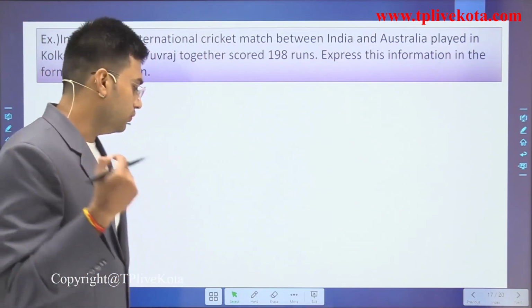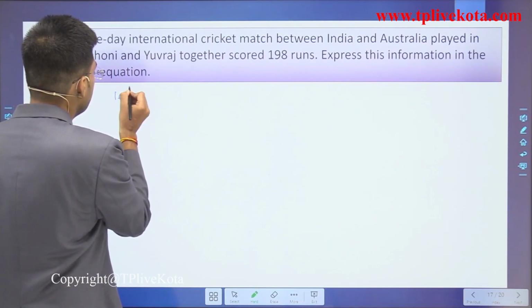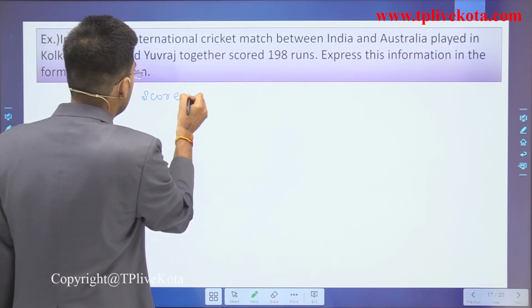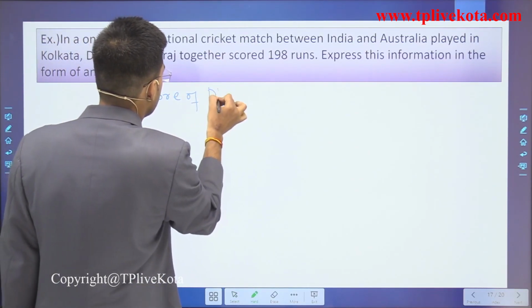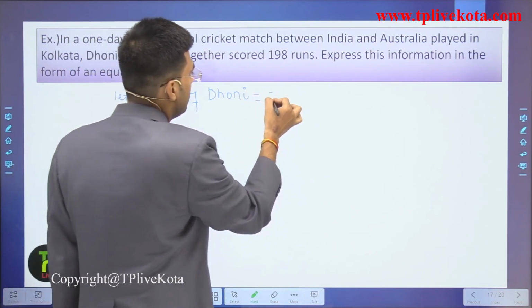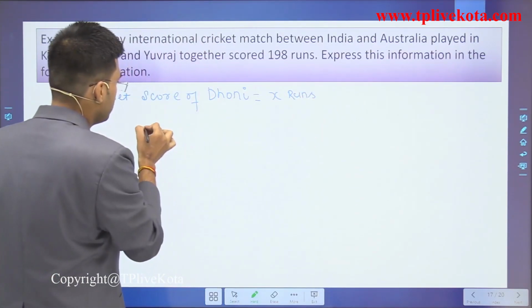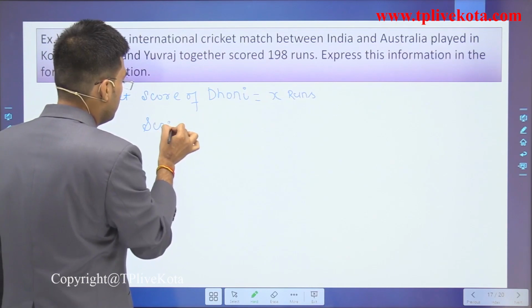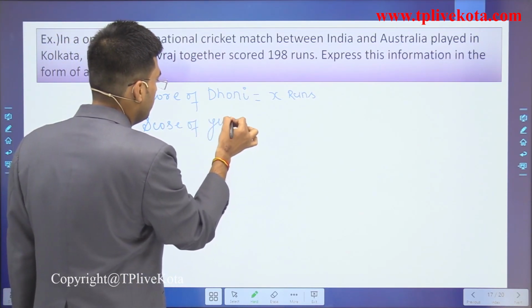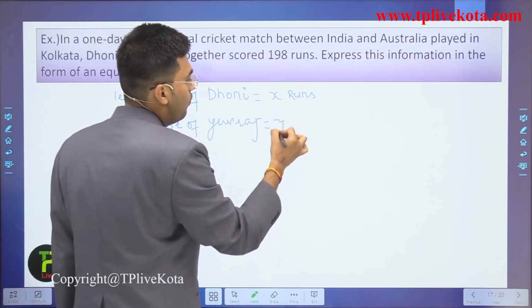Okay, so first of all, let the score of Dhoni is x runs and the score of Yuvraj is y runs.